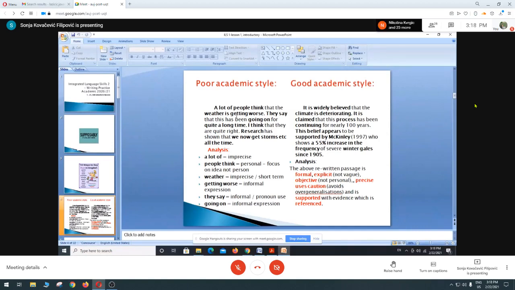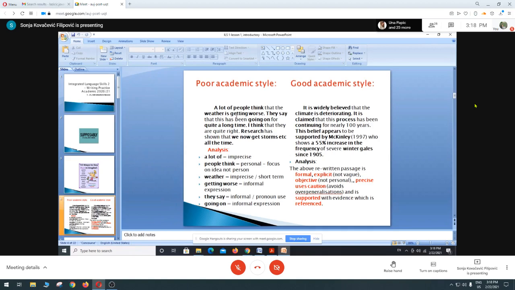A lot of people think that the weather is getting worse. They say that this has been going on for quite a long time. I think that they are quite right. Who is they? Research has shown that we now get storms, etc. all the time. So why is this considered to be poor style of writing or writing academically?